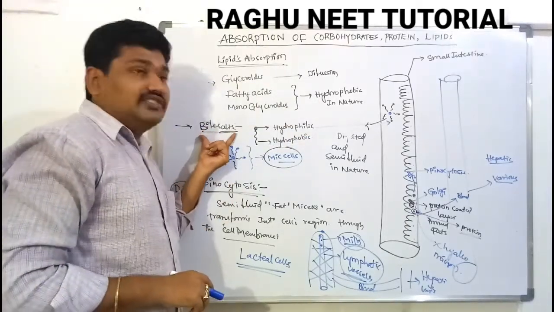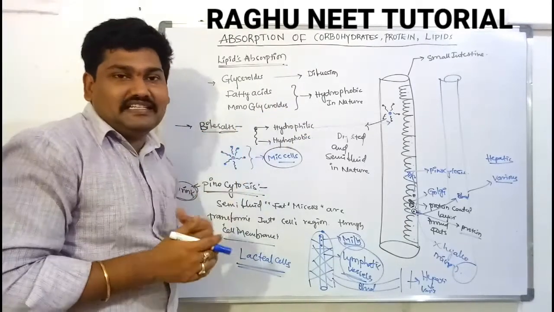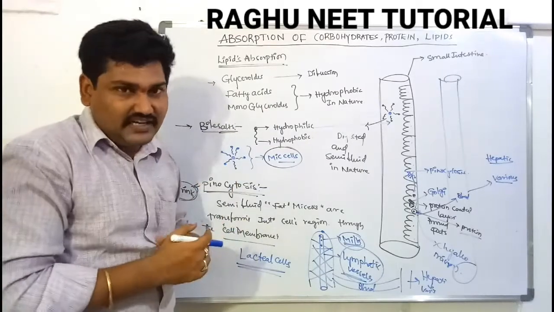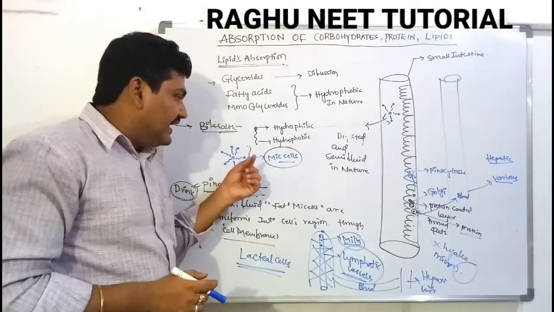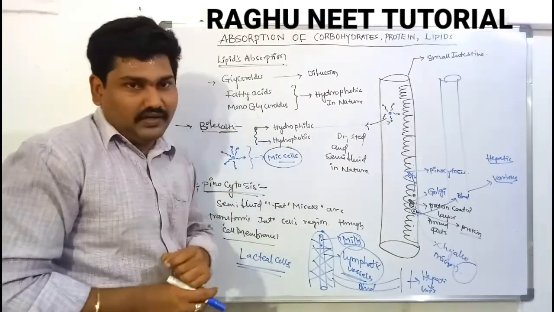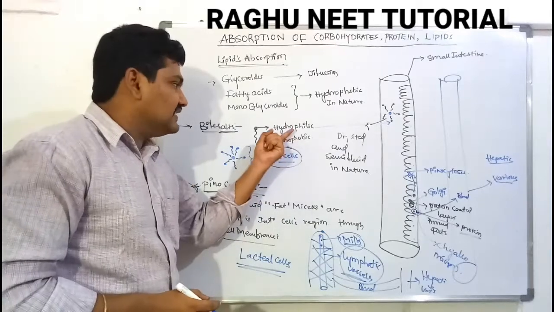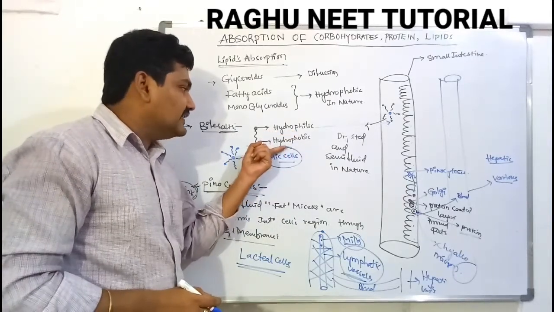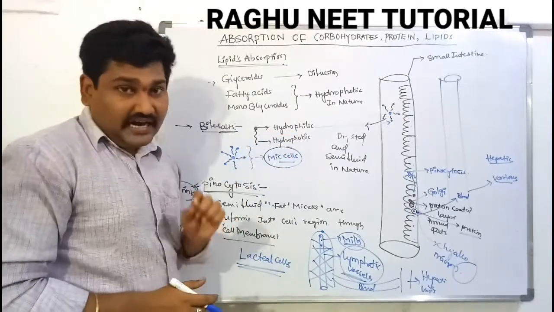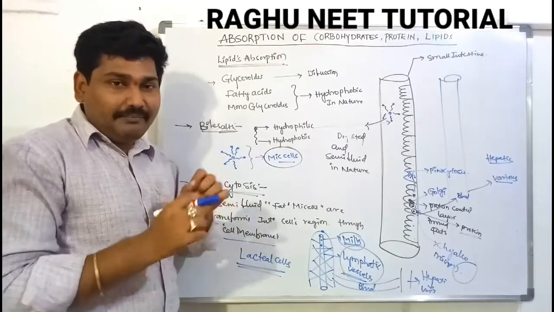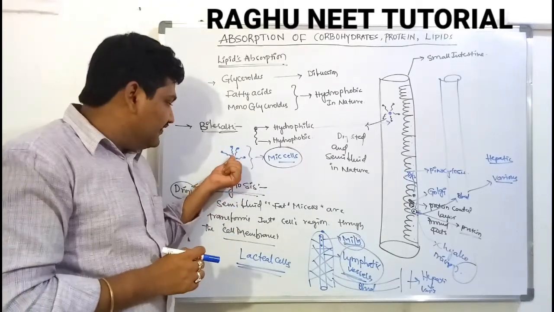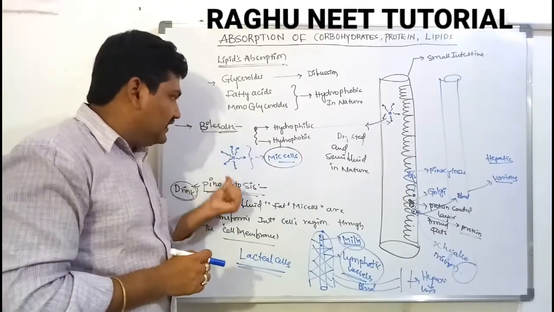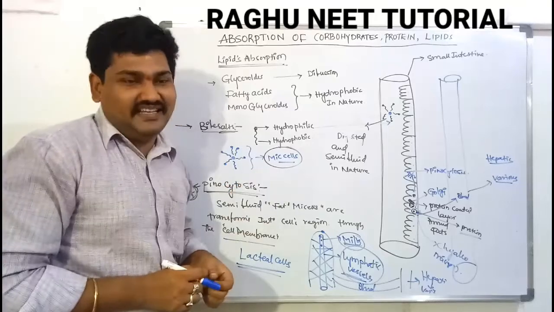So the fatty acids and monoglycerols are mixed with bile salts. Bile salts consist of a head and a tail part. The head is called hydrophilic. The tail is called hydrophobic. The hydrophilic and hydrophobic parts bind with the fat. The fat along with the bile salts is called a micelle.